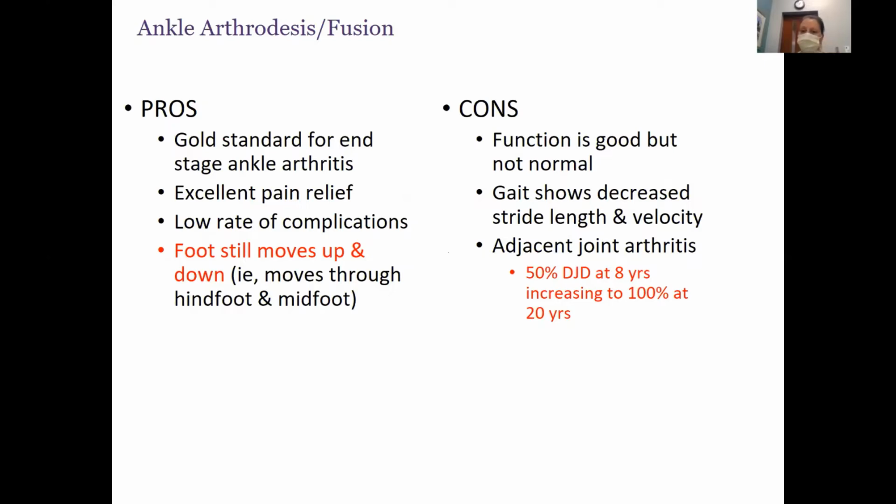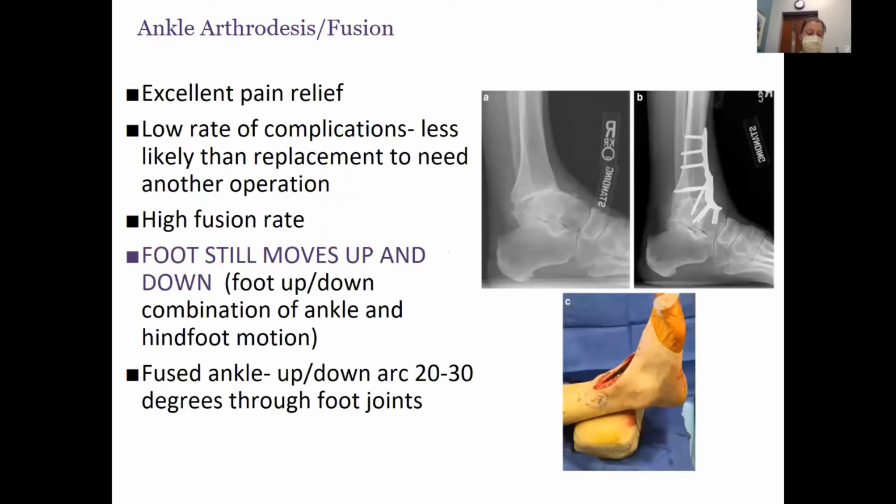And so the biggest side effect of this is that we know you would start to develop arthritis in the adjacent joints of the foot and ankle as early as 8 years after a fusion, and we know that by 20 years after this fusion, you'll start to see it in one of the adjacent joints, 100% guaranteed. That doesn't mean that it's going to be symptomatic, but we do know that it does occur.